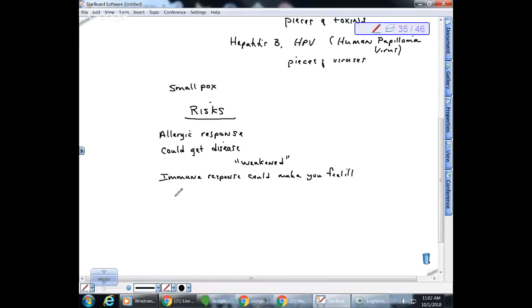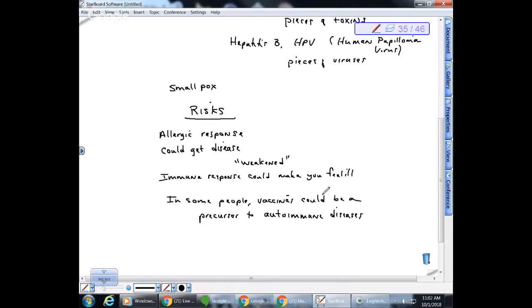So in some people, vaccines can be a precursor to autoimmune diseases. So autoimmune means that your immune system attacks normal, healthy tissue.